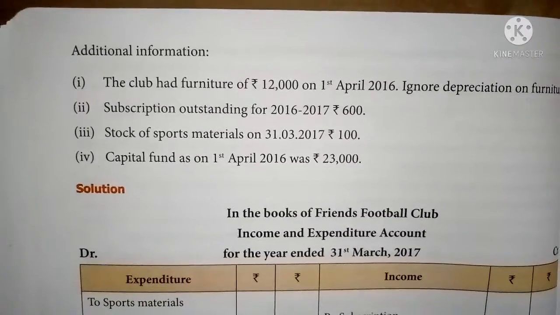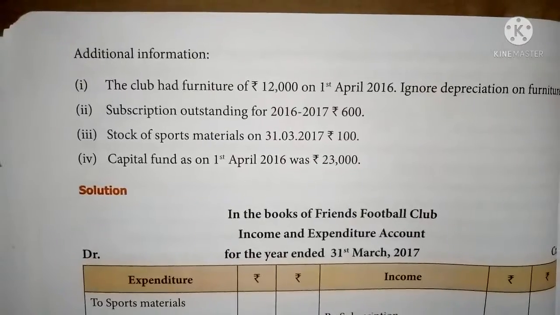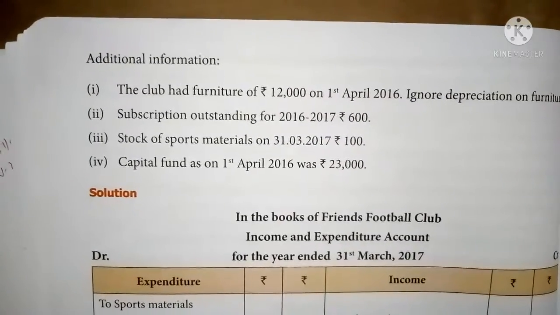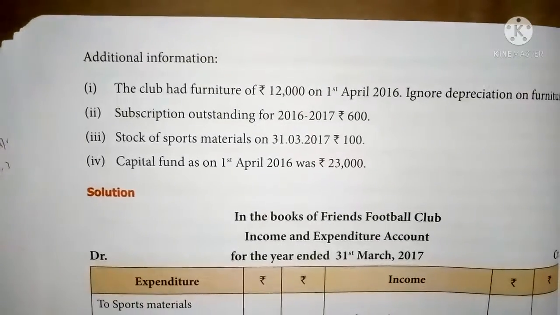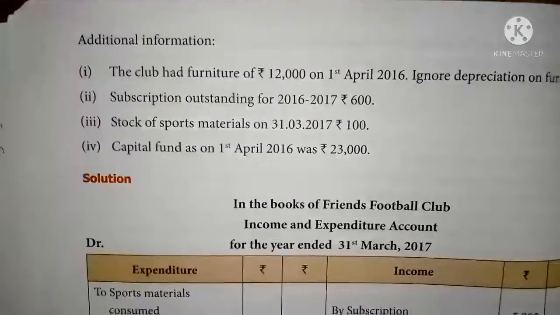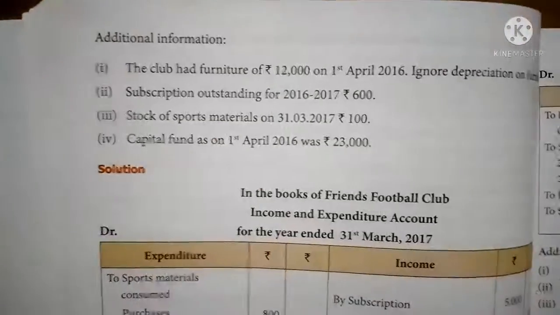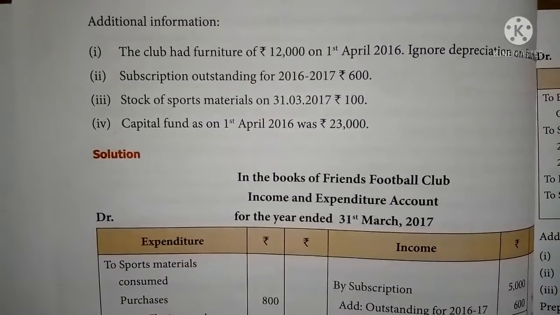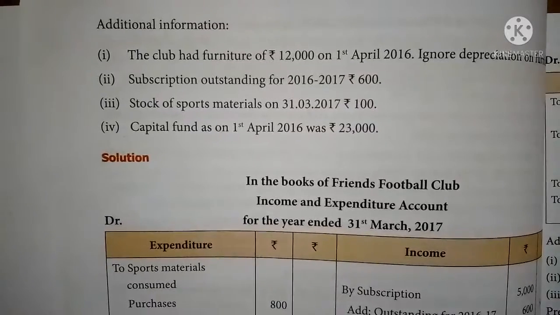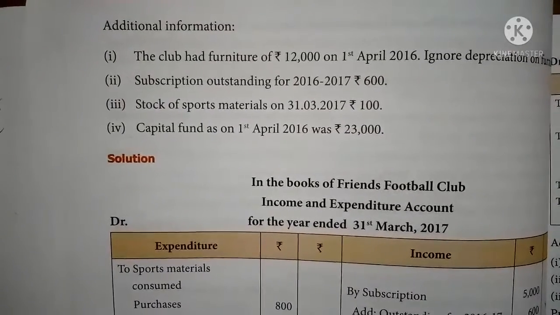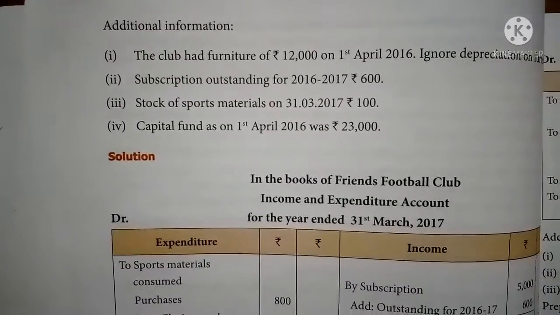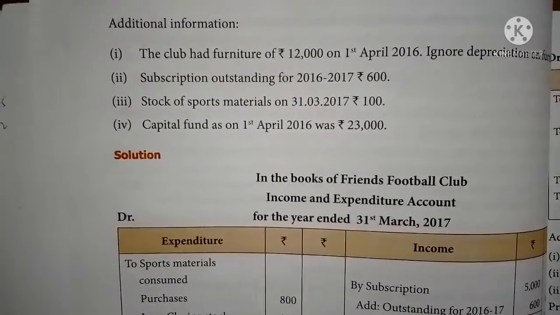Capital fund as on 1st April 2016 is given as 23,000. It is the capital fund. It should be taken to the balance sheet liability side. So in this example sum, capital fund is given, so no need to prepare an opening balance sheet. If there is no capital fund, then you can prepare an opening balance sheet in order to find out the capital fund. In this sum, capital fund is given.